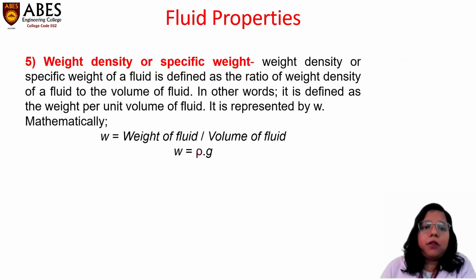The next property of the fluid is weight density or specific weight. Weight density or specific weight of a fluid is defined as the ratio of the weight of a fluid to the volume of the fluid. In other words, it can also be defined as the weight per unit volume of the fluid. It is represented by w, mathematically the weight of the fluid by the volume of the fluid.